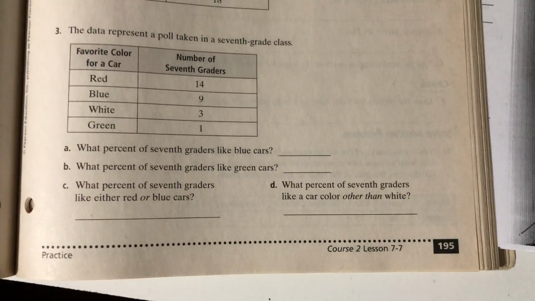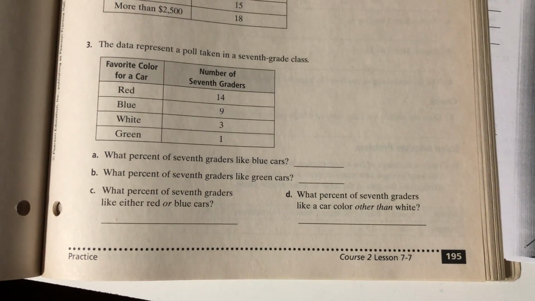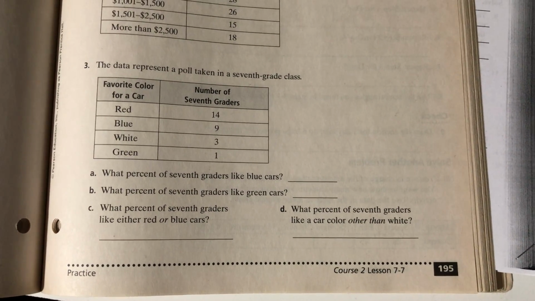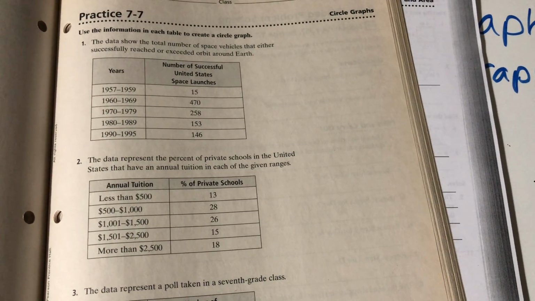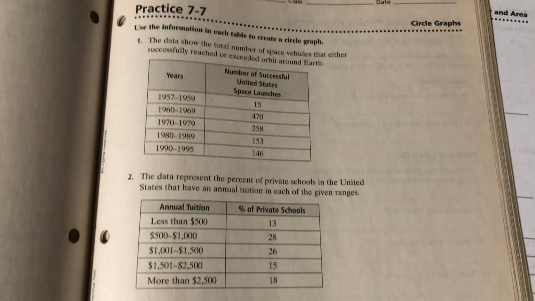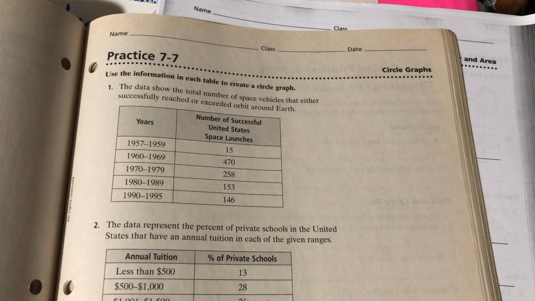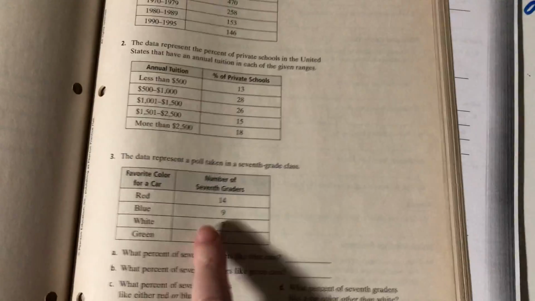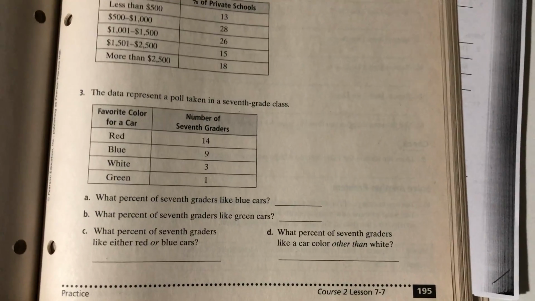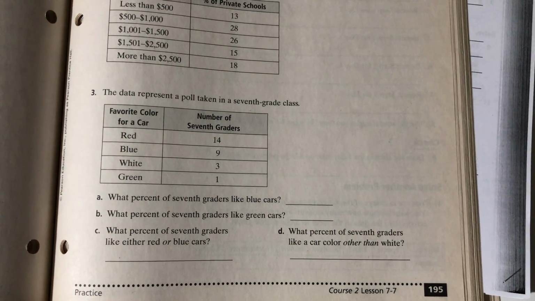Down here at the bottom, going back to, wait a minute. Create a circle graph, yeah. So in 3, you have to create the circle graph over here, and then you have to answer A, B, C, D. And that shows me that you know how to read a circle graph. So those will be easy once you get down there.